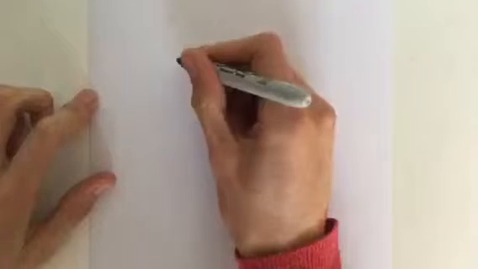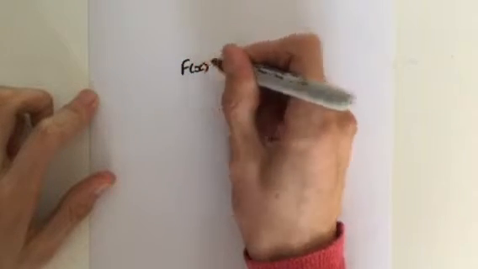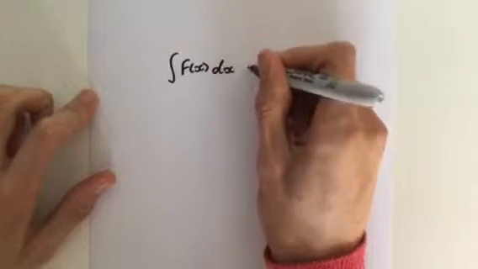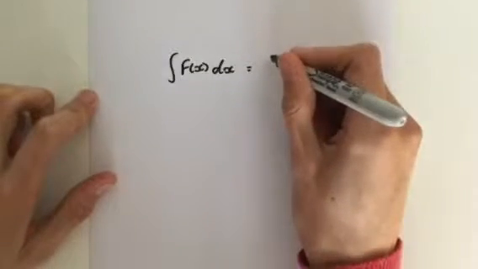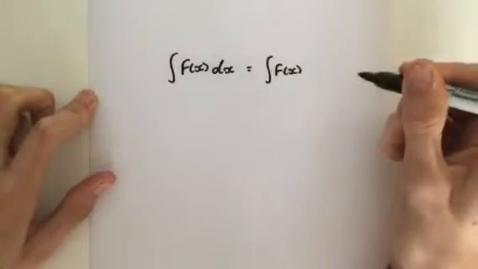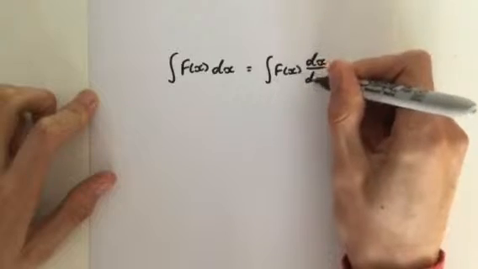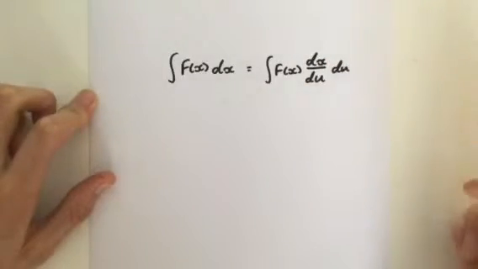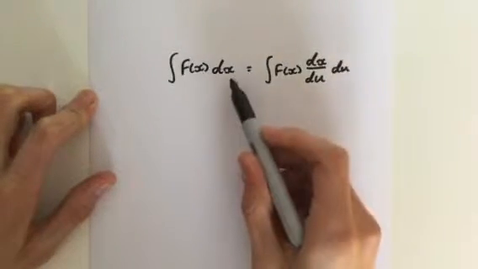So if you take a function, let's call it f of x, and you integrate it, like so. Substitution tells us that this is equal to the integral of f of x multiplied by dx by du. This makes sense because the two du's cancel to give us f of x dx, right?